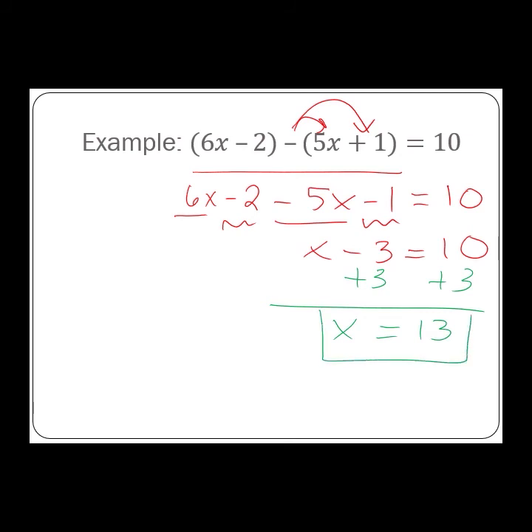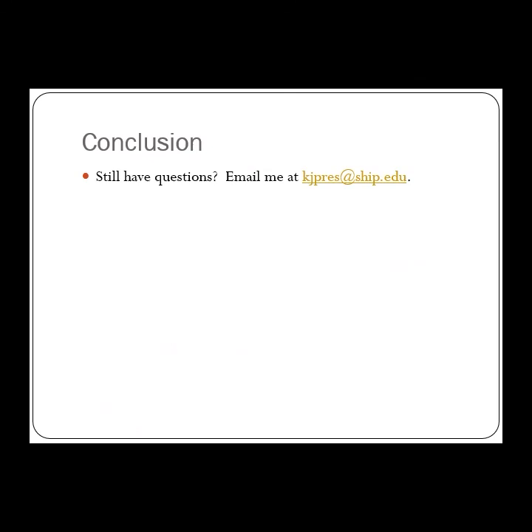Now to check, you don't want to plug it into something later on, like in the red where I've been writing. You want to plug it back into the beginning. So 6 times 13 minus 2 minus 5 times 13 plus 1, and we're hoping this gives us 10. So this is 78 minus 2, 65 plus 1, 76 minus 66, and that's 10. So that is correct. If you have any other questions about solving equations, let me know.